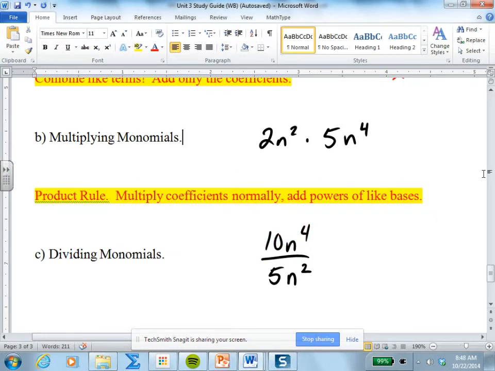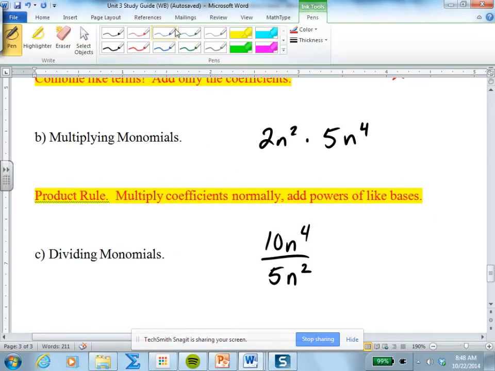Okay, so in this case, 2n squared times 5n to the fourth is going to become 10n to the... No, wait, second. Oh, you add them, right? To the 6. We add powers of like bases. Once again, guys, you're going to show up on YouTube being impulsive and saying the wrong answer, so don't do that. Okay? Also, when in doubt, stretch it out.